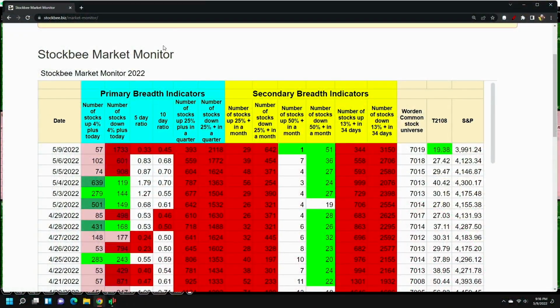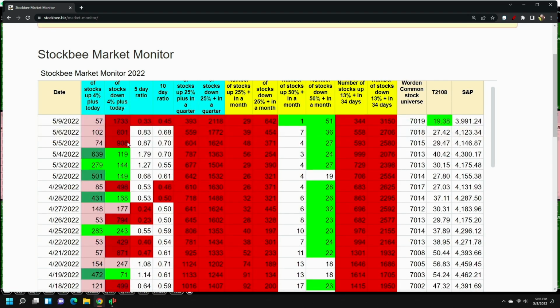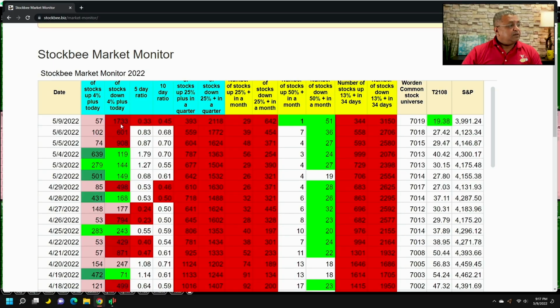So here are the readings today. You had one of the highest readings, which is 1733. And why do you think that has happened? It's because the selling pressure was building up. You will see that you had 908, 601 and 1733 days. And because of that, selling pressure built up, and today there was selling.